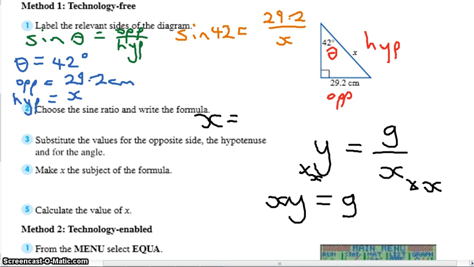Now we want it to be x equals. Now I've got x times y. So I divide both sides by y. And then what do you end up with? g over y. Because I want to get x on its own. That says x times y. If that wasn't a y, if that was a 5, if it said 5x, you'd all be very happy to say, well, you divide by 5. Y is just a number that we don't know.